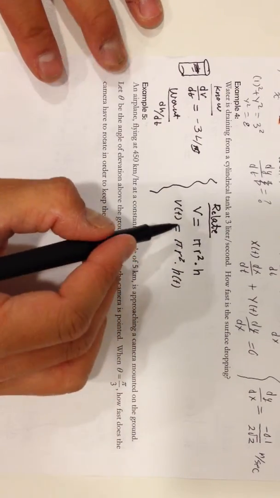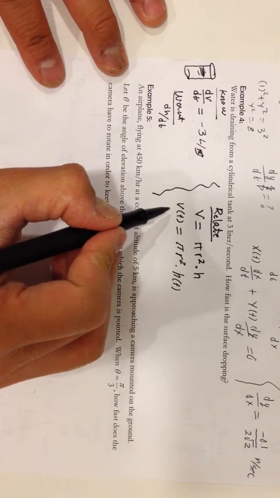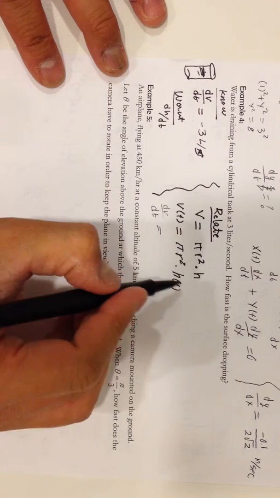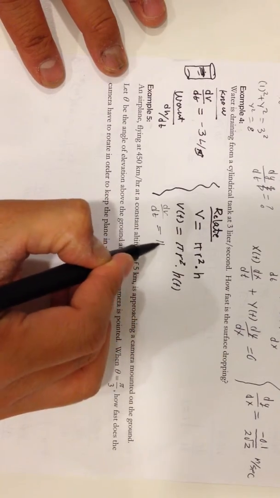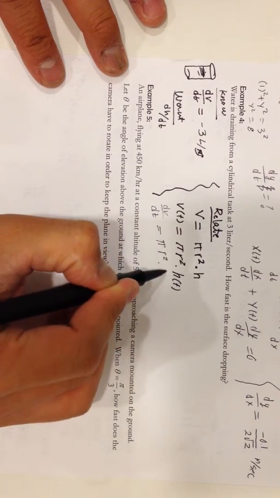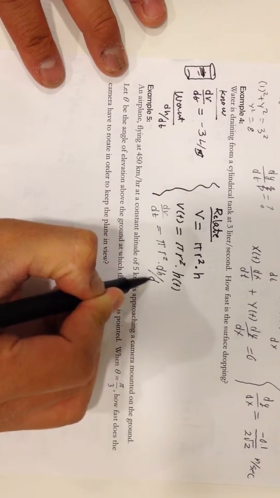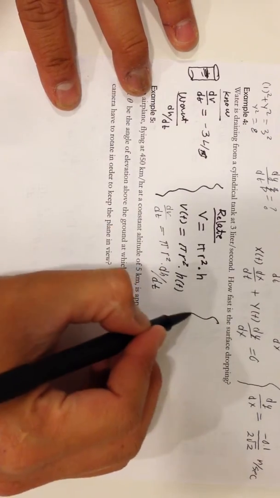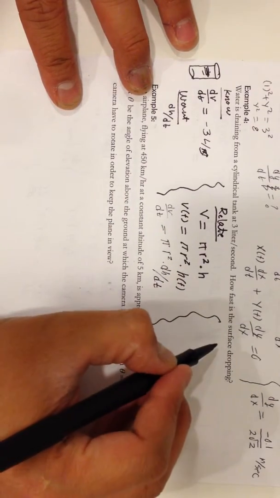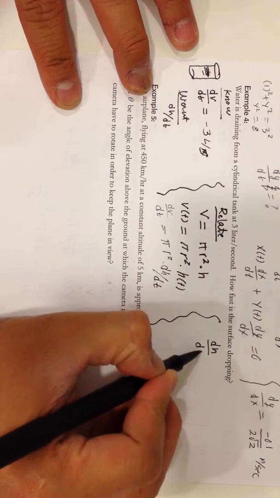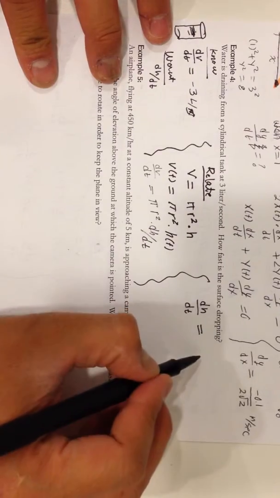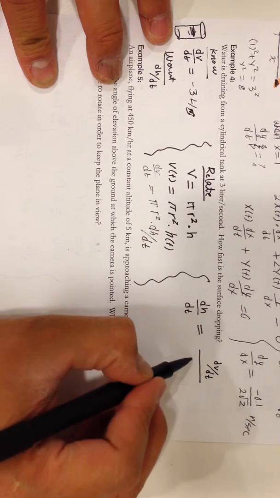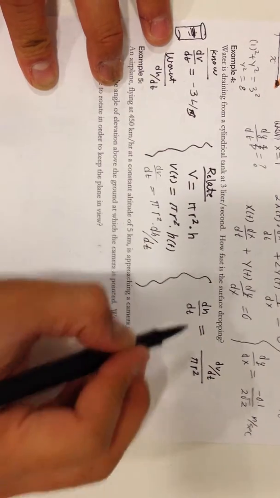Alright, so we write down how those are related. Now we go ahead and differentiate both sides implicitly. The derivative of the volume is dV over dt. The derivative of the right side is going to be pi r squared times dh over dt. We're interested in the change in the height, so you solve for dh/dt. So dh/dt equals the change in the volume with respect to the change in time, divided by pi r squared.